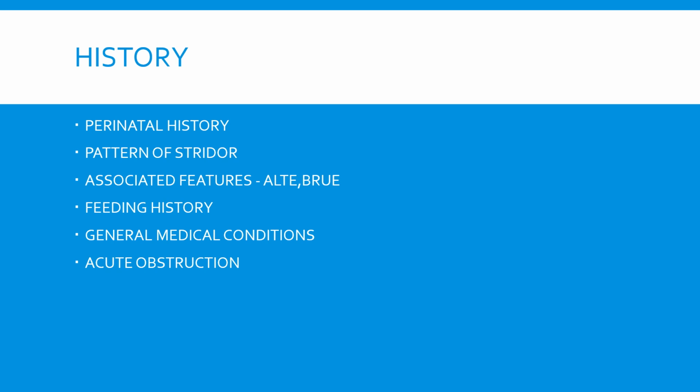Or a pedunculated laryngeal mass. We also need to know about the associated features like apneas, cyanosis, dying spells, cough, hoarseness of voice, and increased work of breathing. All these are described as apparent life-threatening events, that is ALTEs, or brief resolved unexplained events.